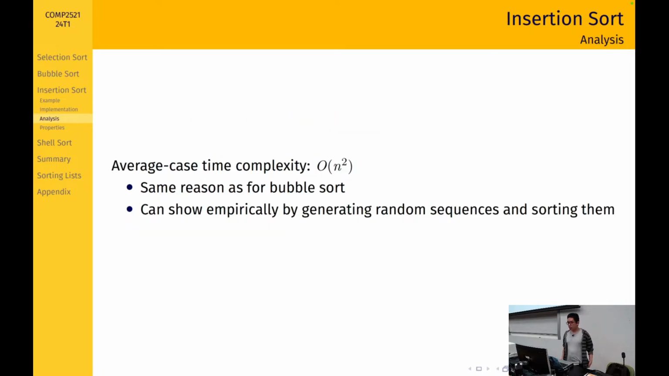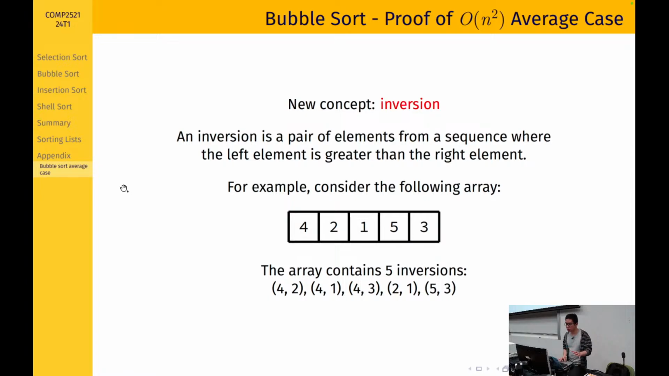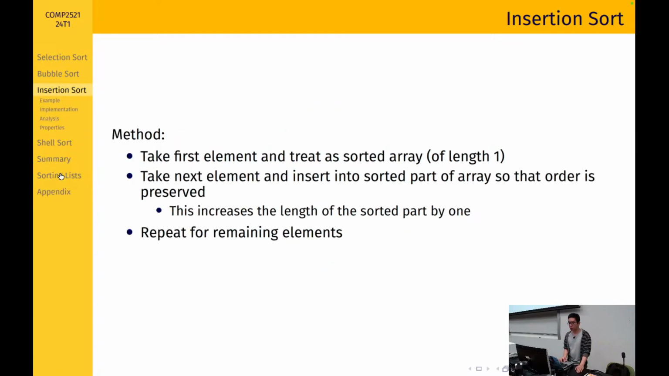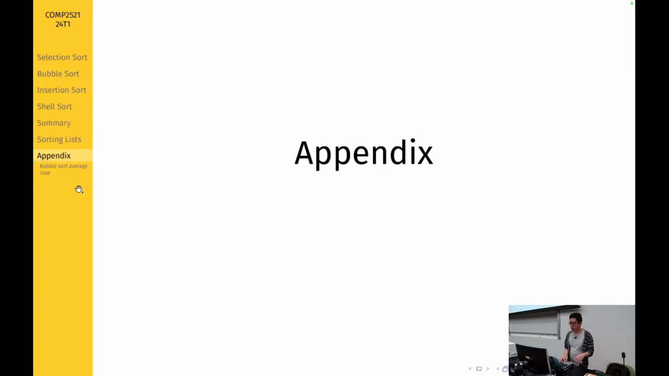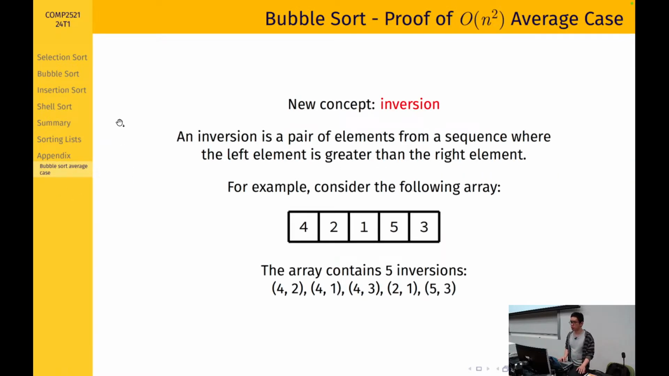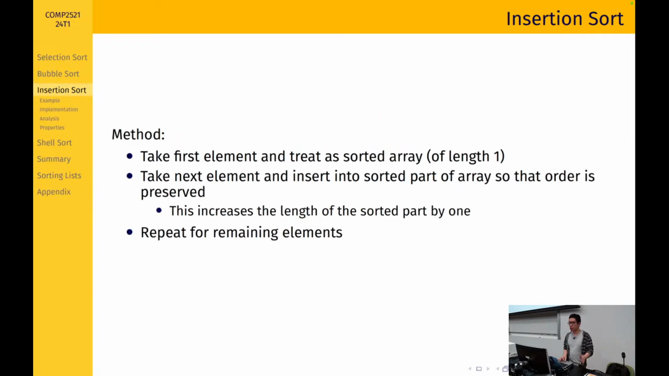Okay, now how about the average case time complexity? Well, the average case happens to be big O of n squared, and it's for the same reason as bubble sort. I have this explanation of the average case for bubble sort. You can apply this to insertion sort as well. But I just want to be clear that this kind of proof isn't examinable, so you don't need to worry about the proof if you don't want to, but you can have a look if you're curious.